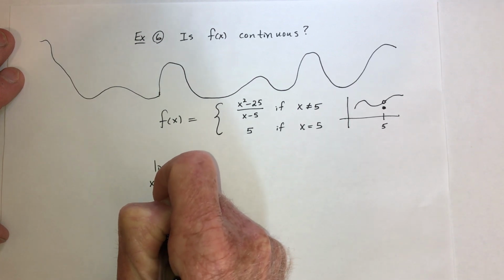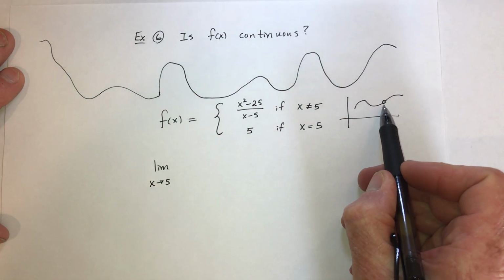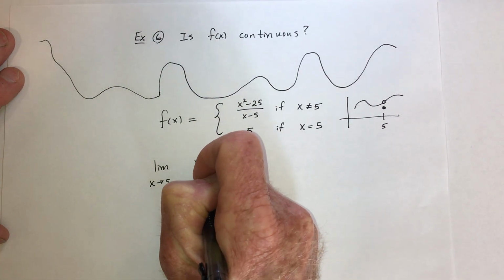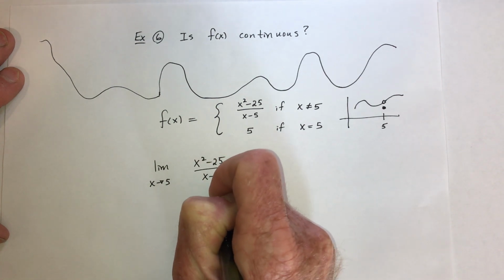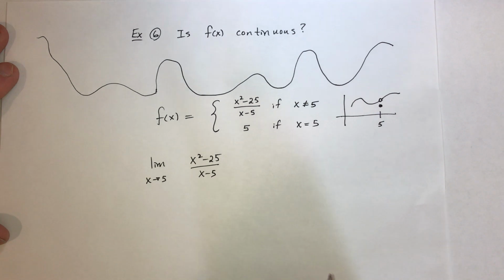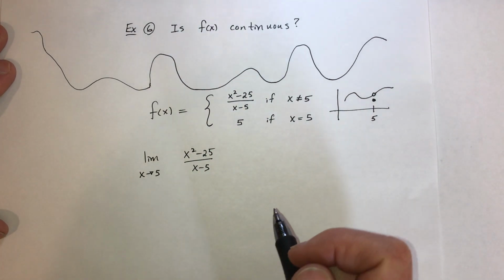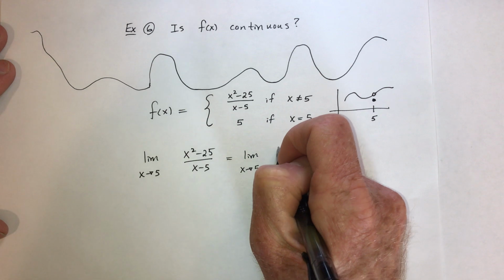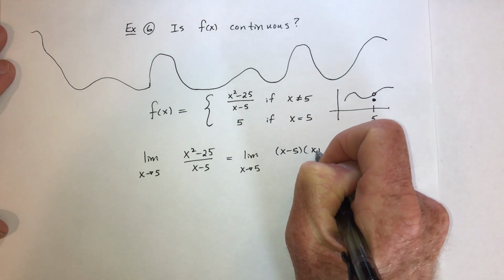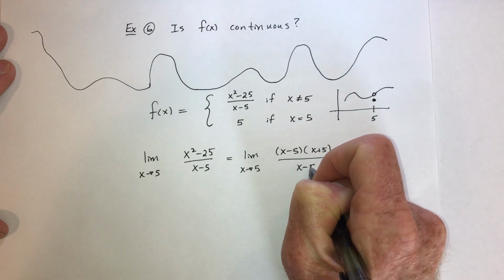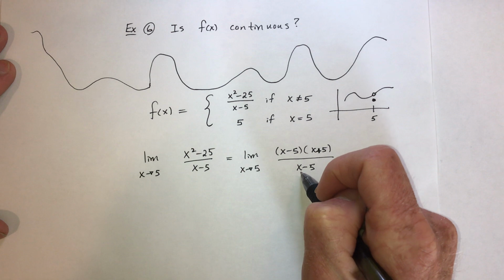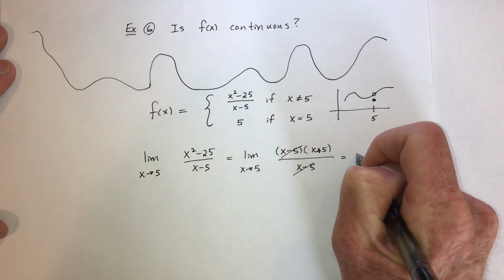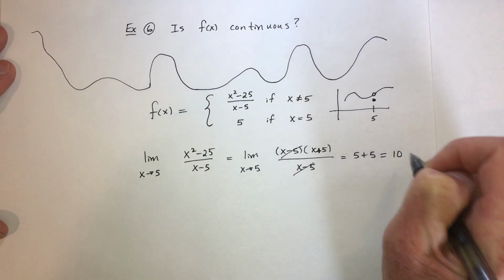So take the limit as x approaches 5. I'm doing this part right now without a graphing calculator. So I'm taking the limit as x approaches 5 for x squared minus 25 over x minus 5. And then this becomes like one of the earlier examples where we have to factor. So factor the top, that's going to be x minus 5 times x plus 5. And then those two cancel. And once those two cancel, you can plug in the 5, and we'll get 5 plus 5, which is 10.